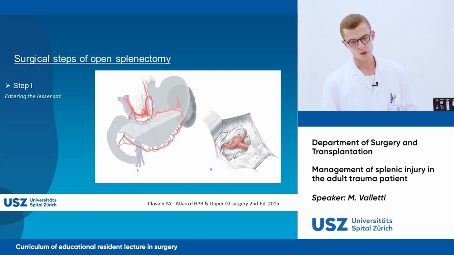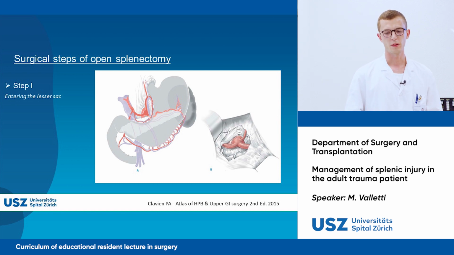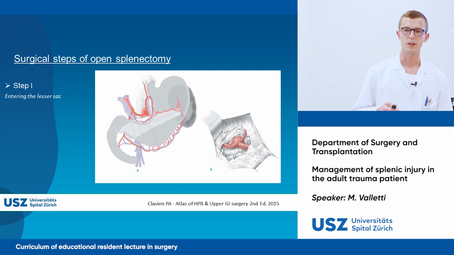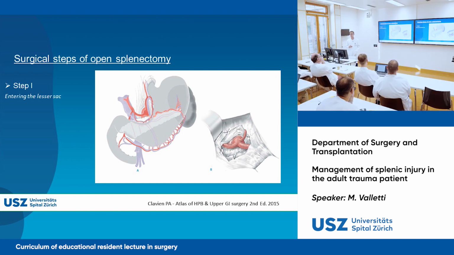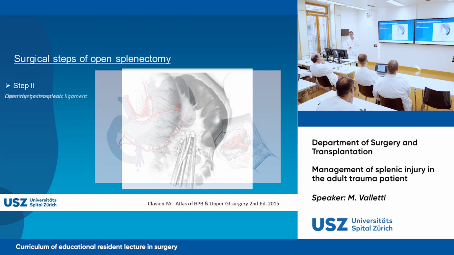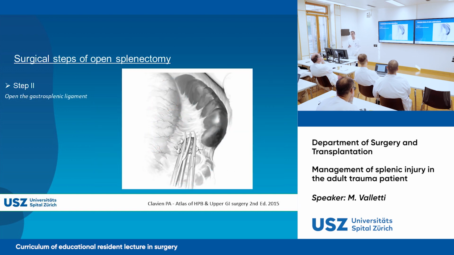In step 1, during the first step of open splenectomy, we have to enter the lesser sac and identify the splenic artery near its origin from the celiac axis, which is accessed through the gastrohepatic ligament. In the second step, we have to open the gastrosplenic ligament through an avascular area and proceed to dissect the short gastric vessels.